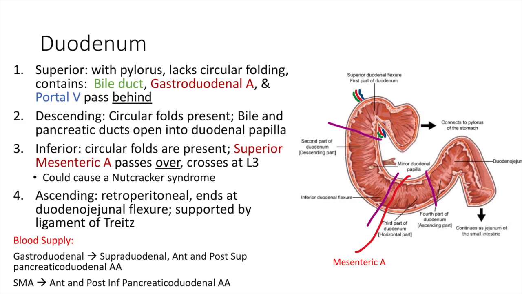Now, our blood supply actually comes from two places. It comes from gastroduodenal to supraduodenal, and the anterior and posterior superior pancreaticoduodenal arteries. And then from our SMA, the anterior and posterior inferior pancreaticoduodenal arteries. Now we're going to talk more about these arteries in a little bit.